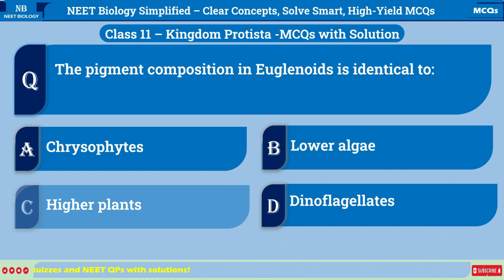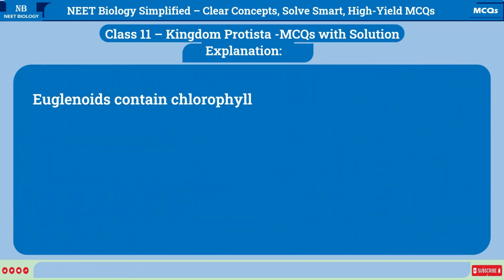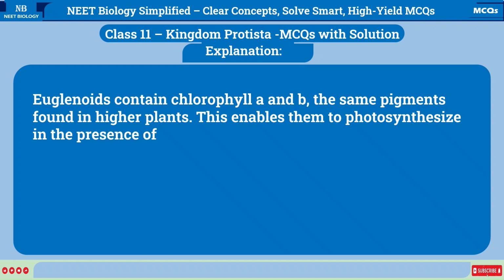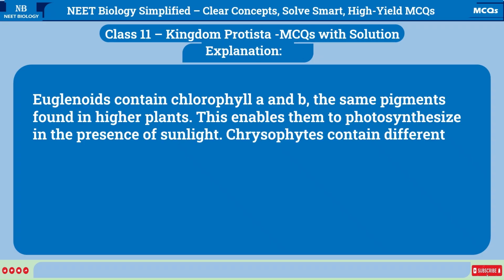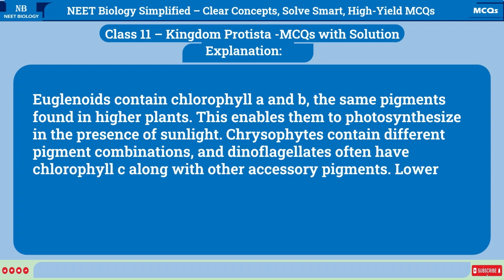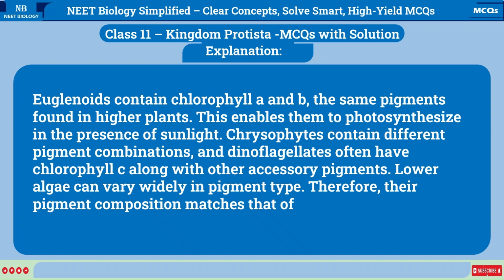Correct answer is C. Higher plants. Explanation: Euglenoids contain chlorophyll A and B, the same pigments found in higher plants. This enables them to photosynthesize in the presence of sunlight. Chrysophytes contain different pigment combinations, and dinoflagellates often have chlorophyll C along with other accessory pigments. Lower algae can vary widely in pigment type. Therefore, their pigment composition matches that of higher plants.